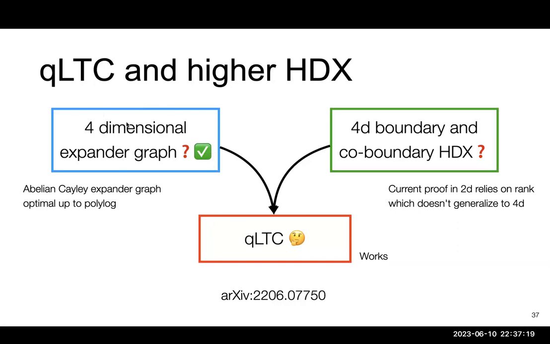So again, what we need here is an expander, but here it has to be 4-dimensional. So an OK candidate are these abelian Cayley expander graphs, which are somewhat optimal up to some polylogs. The real challenge is to construct these tensor codes, these robust tensor codes. In particular, in 2D, we have a proof that can show the existence of these robust codes. However, they rely on the notion of rank, which doesn't generalize to higher dimensions. And so this is really the bottleneck. But suppose you have both of these ingredients, then our proof technique can combine the two and give you a locally testable code. Okay, and so that's the end of the talk, and thank you.